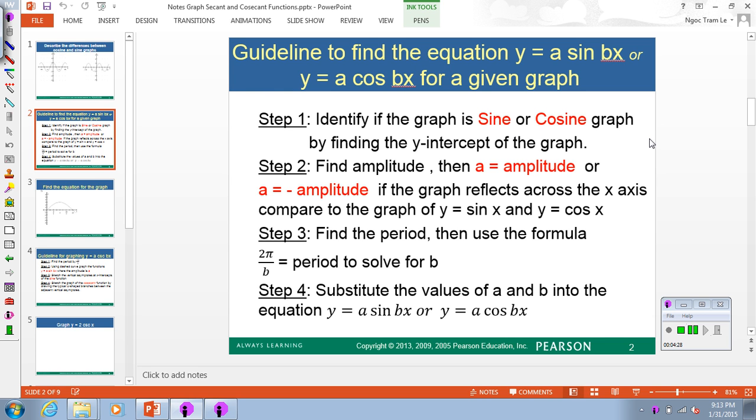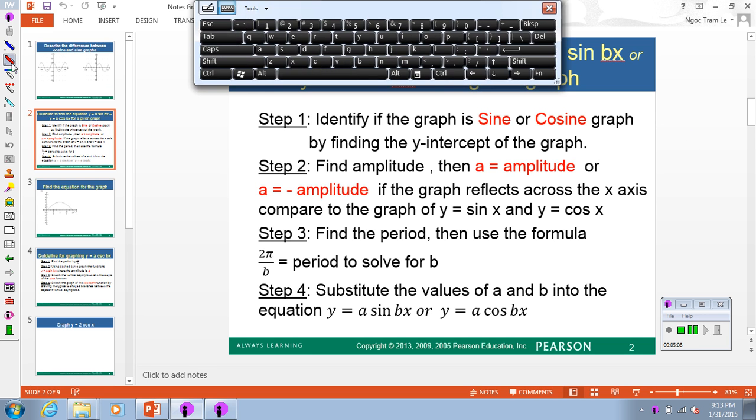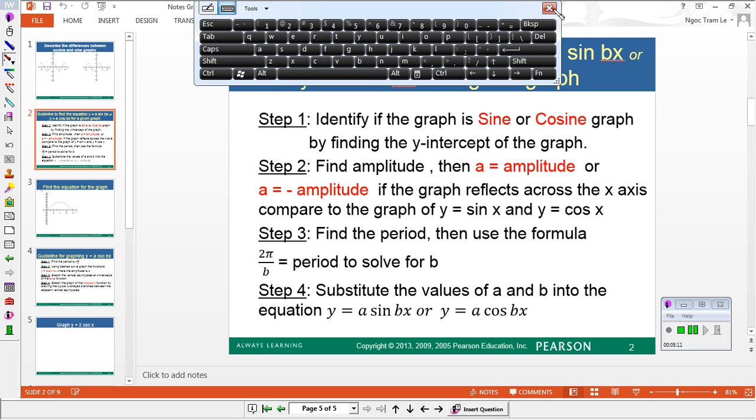Step number 1, we are going to identify whether the graph is a sine or cosine graph by finding the y-intercept of the graph. So again, remember, we just said that if the y-intercept is at 0, then this will be a sine graph. If the y-intercept is at 1 or whatever that integer is, it can be negative, that could be okay, so that could be a cosine graph. If it is negative, then we just do the reflection across the x-axis.